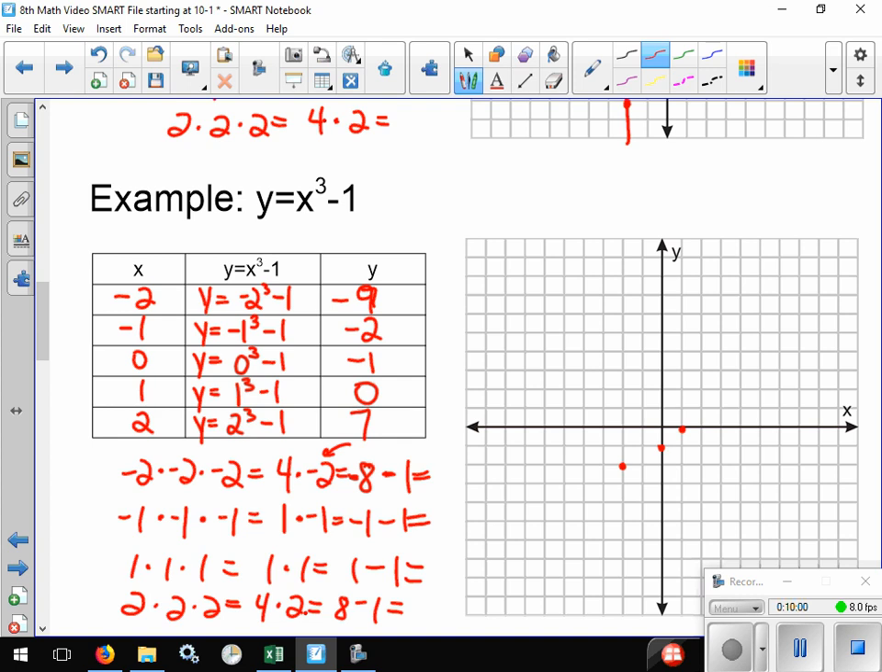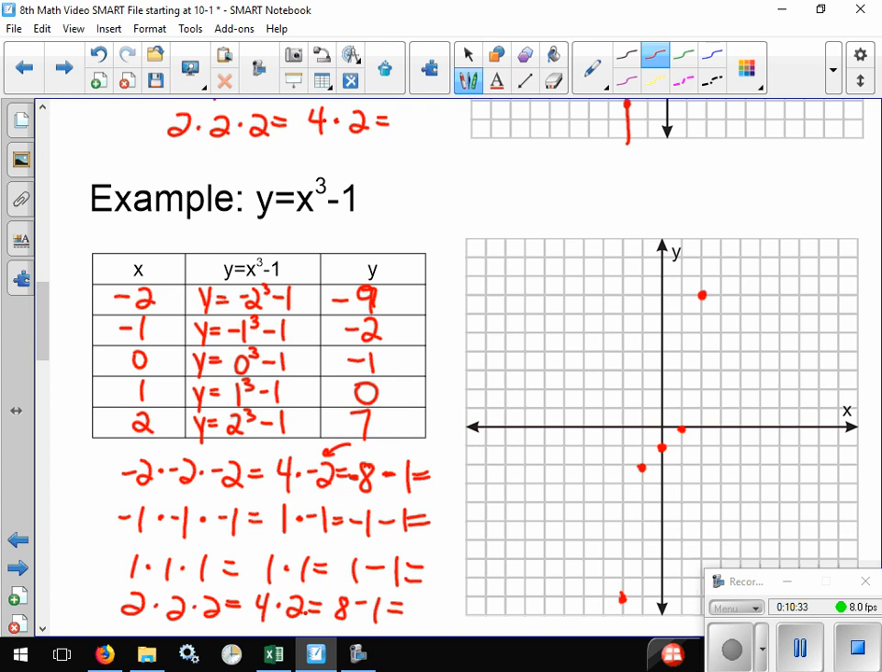So we're at negative 2, and we need to go down 9 this time. So that's here. And then we're at negative 1, negative 2. And then we're at 0 and negative 1. And then 1 and 0, that's better. And then we're at positive 2, up 7. 1, 2, 3, 4, 5, 6, 7.